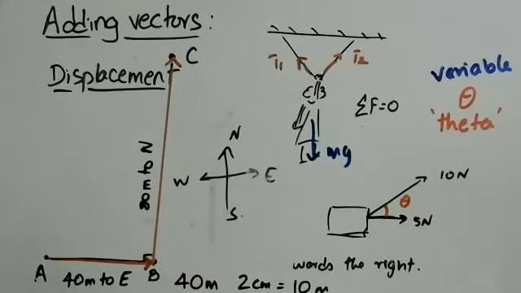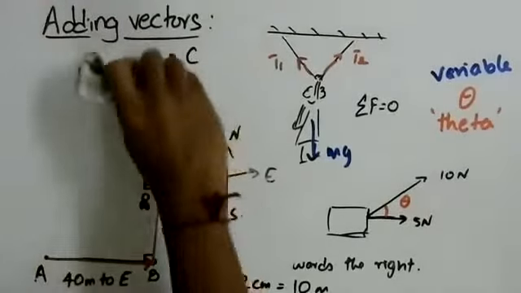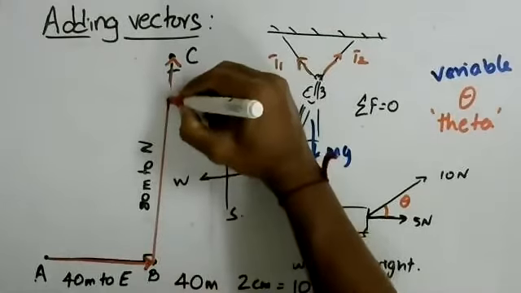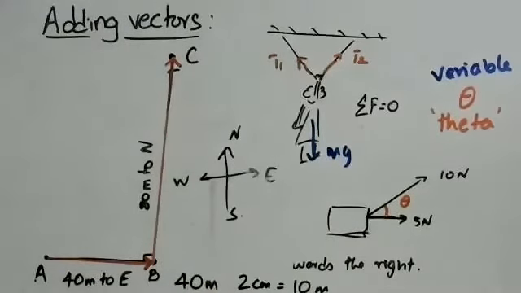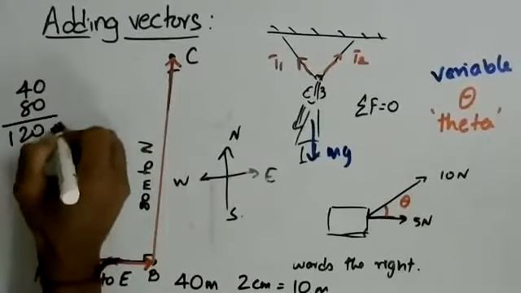Yeah. Okay, so now comes the interesting part. In total, we can ask from A to C, how far are you and in what direction? That's very simple. You have to add together the vectors. Now you see the problem over here. If I just add together these two magnitudes, then I will get 40 and 80. That will be 120 meters. Am I correct?